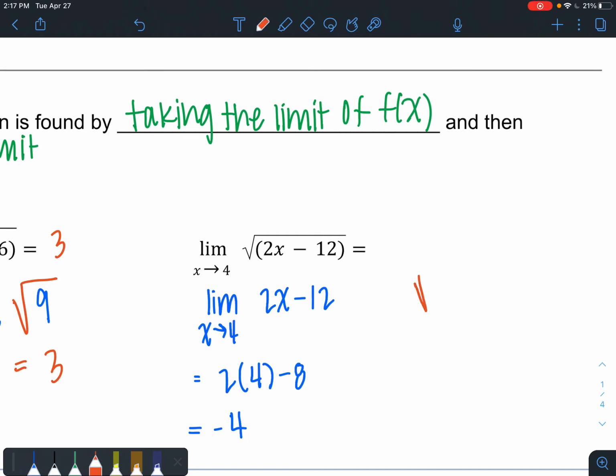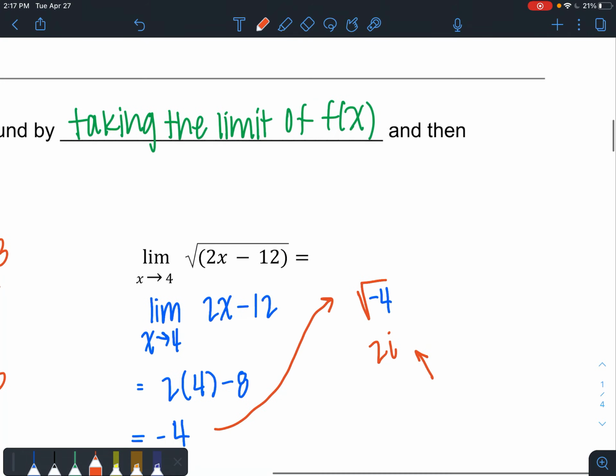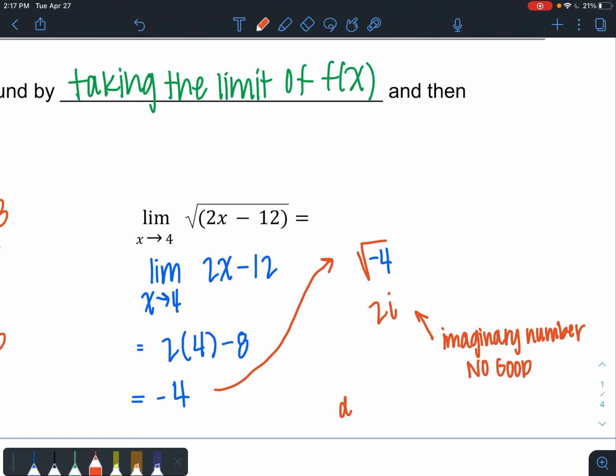Now, if I were to take the square root of that negative 4, I would get 2i. However, this is an imaginary number, which is no good. We can't have imaginary numbers, so this answer does not exist.